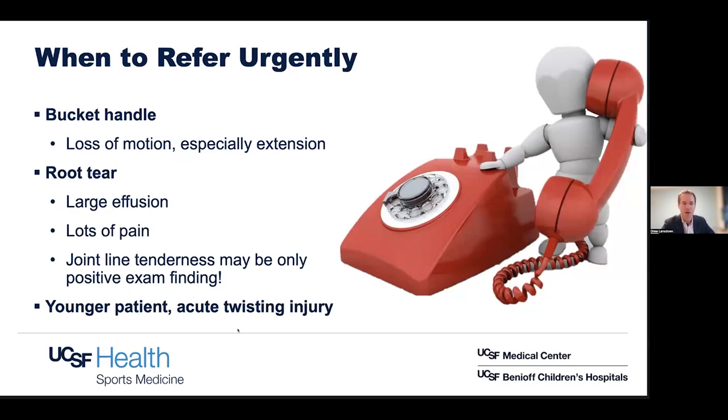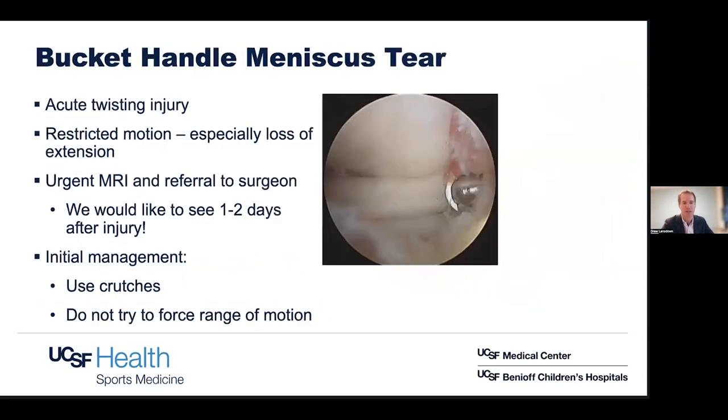And then if it's a younger patient with an acute twisting injury, those may be treated best with meniscus repair. So probably worth seeing earlier rather than after months of PT. A bucket handle meniscus tear happens after an acute twisting injury. We'll see restricted motion. And then what happens is that meniscus flips into the front of the knee and can lose extension. Whenever that knee is stuck after an injury, that should have an urgent MRI and referral to a surgeon.